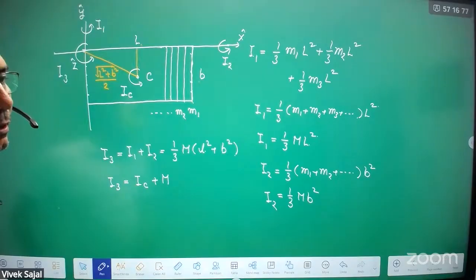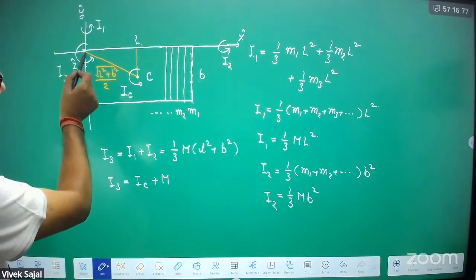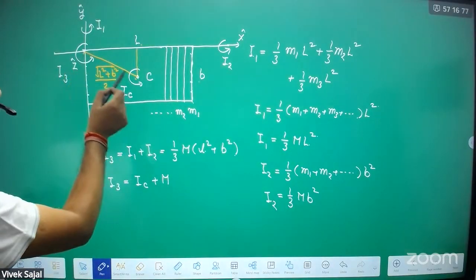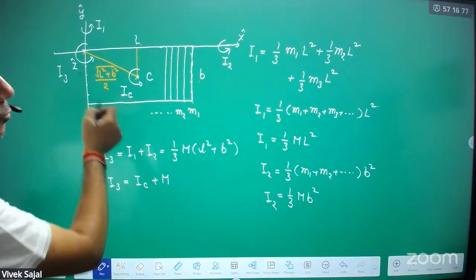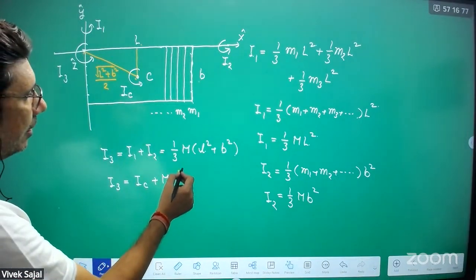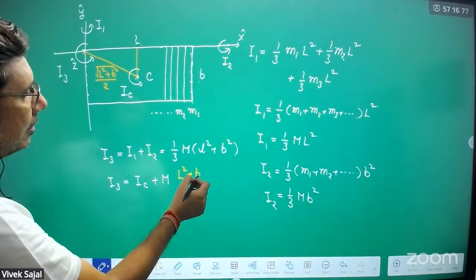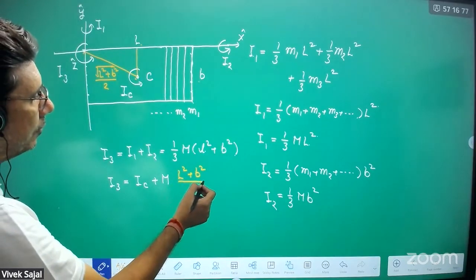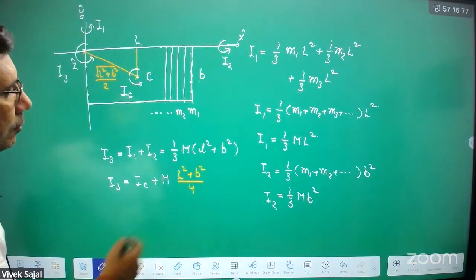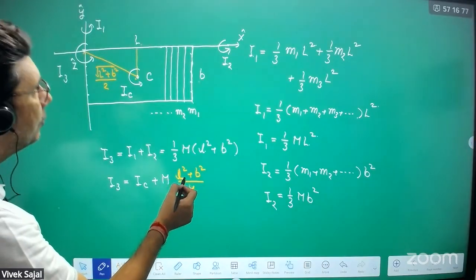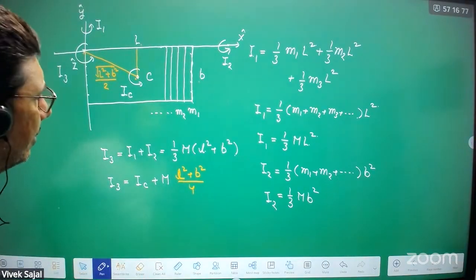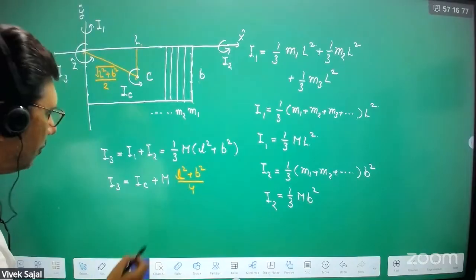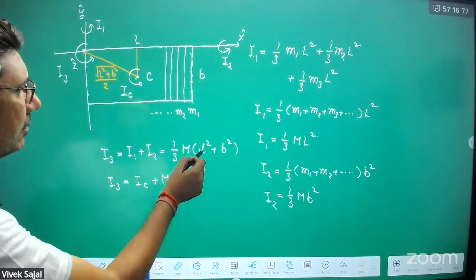So what is the perpendicular separation between these two parallel axes? This will be the square of this, so L square plus B square upon 4. You can consider it as small l because we are choosing it. Whether you choose small or capital, you are going to consider the same here.